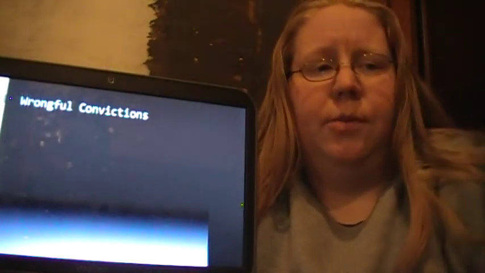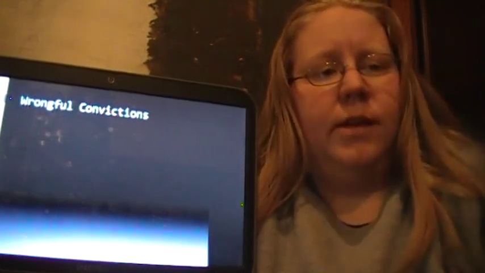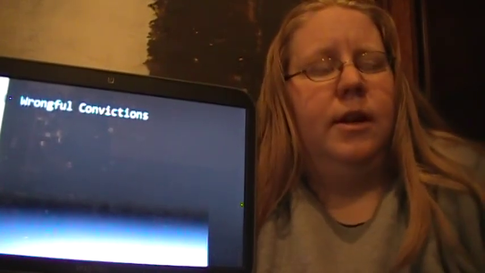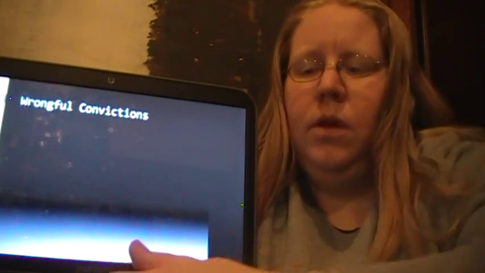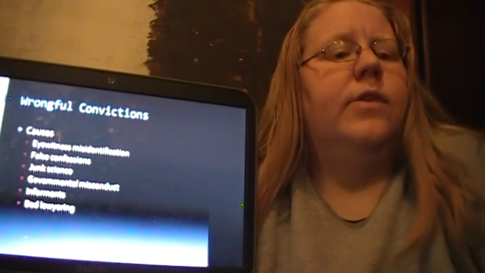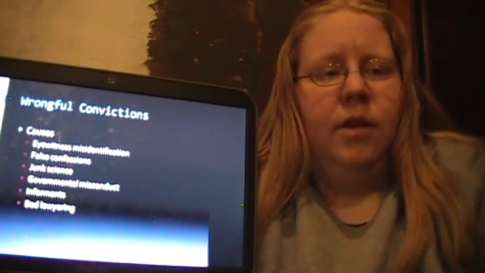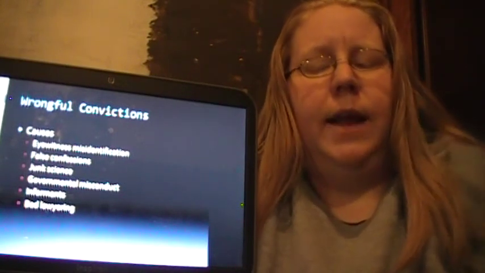Wrongful convictions are based on several different things: false confessions, junk science, governmental misconduct, informants, bad lawyering, and eyewitness misidentification. To date, there have been 314 exonerations. Most of these exonerations have been proved through the use of DNA.